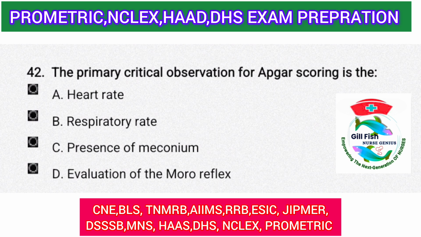What you have to check first in the Apgar is heart rate, respiratory rate, presence of meconium, evaluation. What do you have to do for that? That is heart rate. So that is why option A will be the correct answer.